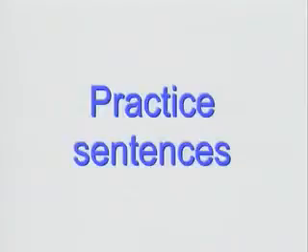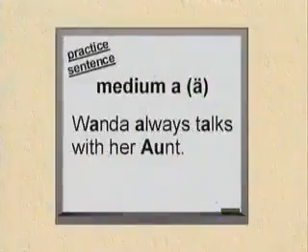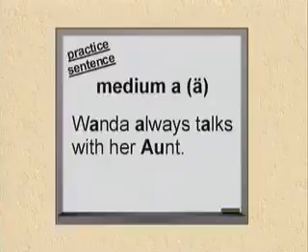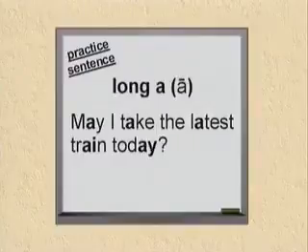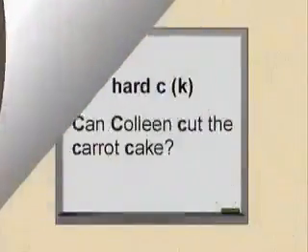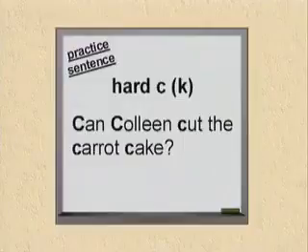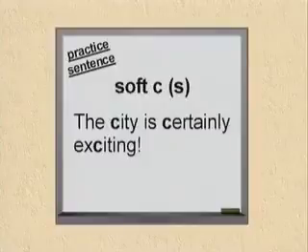Practice sentences. Short A. Al had the answer in math class. Medium A. Wanda always talks with her aunt. Long A. May I take the latest train today? B. A big ball bounced on the beach. Hard C. Can Colleen cut the carrot cake? Soft C. The city is certainly exciting.